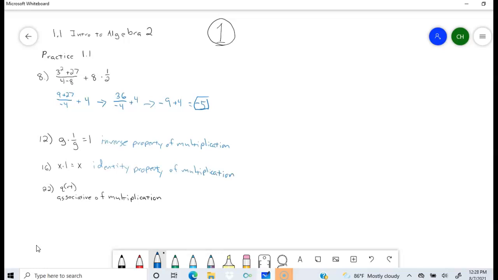Okay. Number 22 is asking us to rewrite the following expressions using the identified property. It gave us the problem of Q times the quantity of RT. Wants us to rewrite it using the associative property of multiplication. The associative property says that we can regroup anything in multiplication. So Q times the quantity of RT is also equal to the quantity of QR times T.